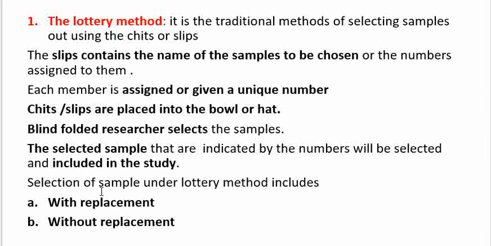Once a chit is chosen, if they put it back into the bowl and then the selection starts again, it is called with replacement. If the chit is removed once chosen, that is, the sample is selected and kept aside, it is called the without replacement method. Any one method we can use, but it is all the lottery method.